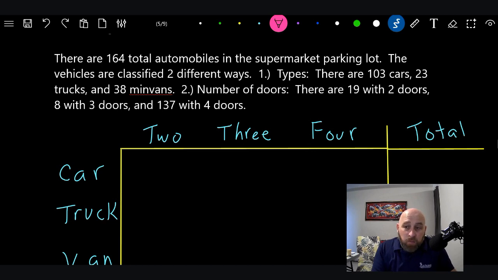And this time we count them, instead of by type of vehicle, by the number of doors they have. Okay, so we count the door numbers. There are 19 with 2 doors. There are 8 with 3 doors, and there are 137 with 4 doors.